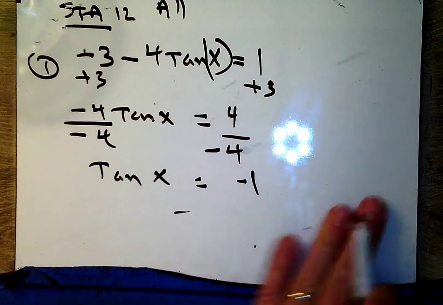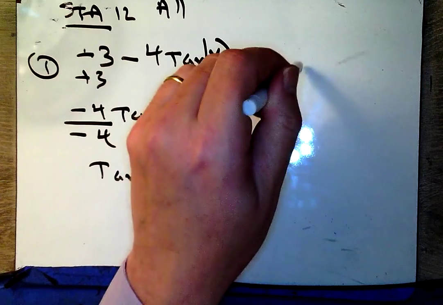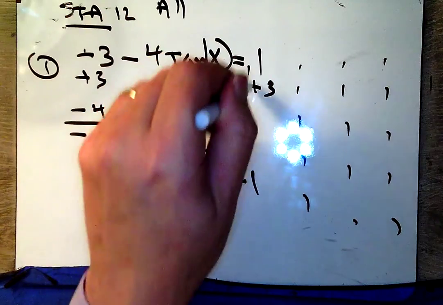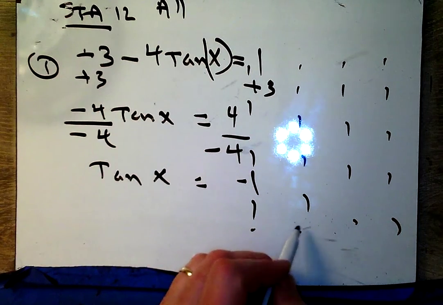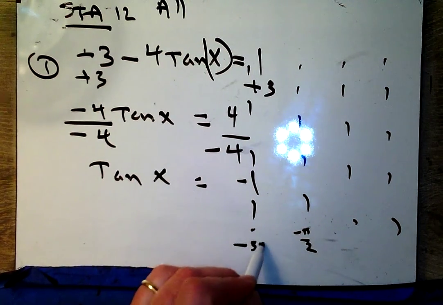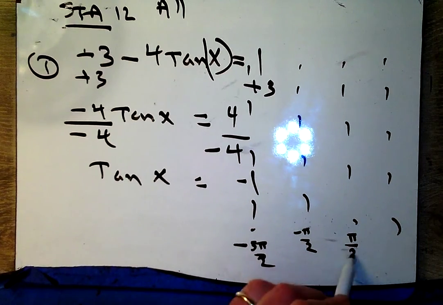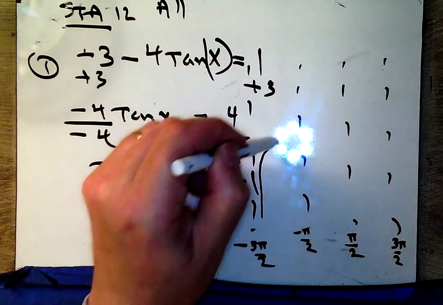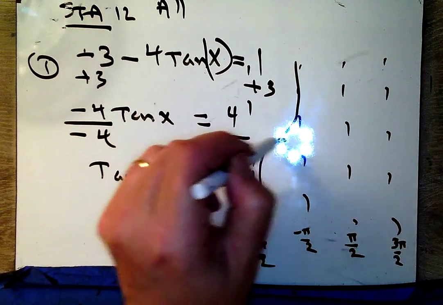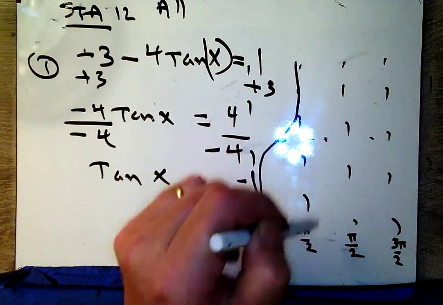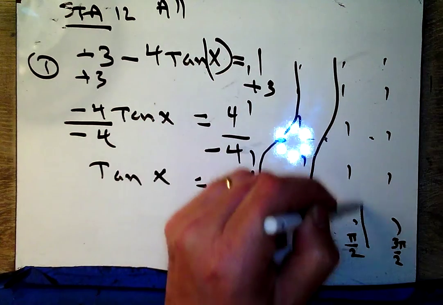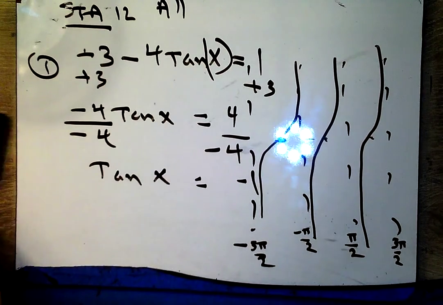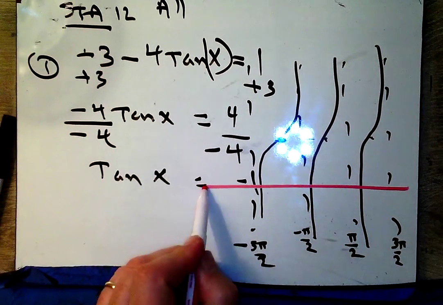Think about this graphically for a moment. You've got tangent graph. Okay, so there's -pi over 2, there's -3 pi over 2, there's pi over 2, and there's 3 pi over 2. Tangent graph. And tangent graph. And so our tangent graph looks like this. Now we're asking, when is this tangent equal to -1?